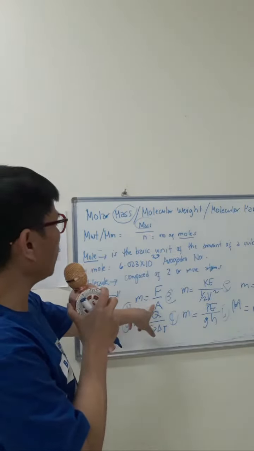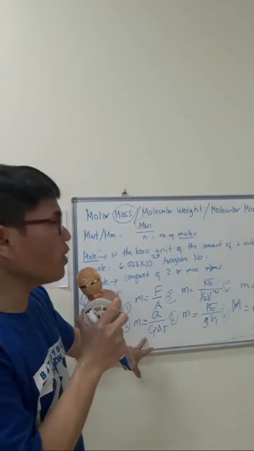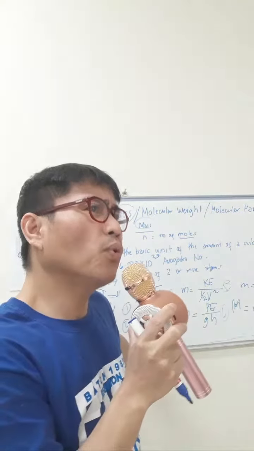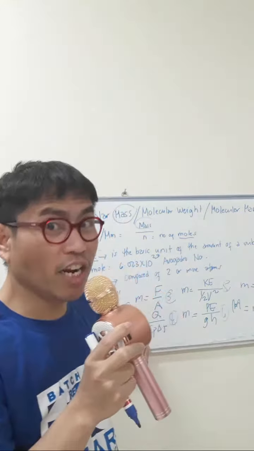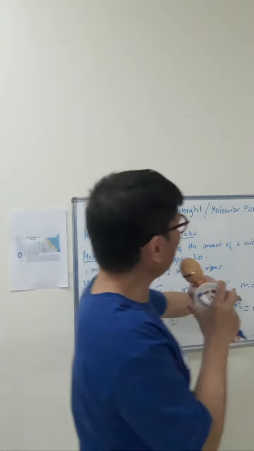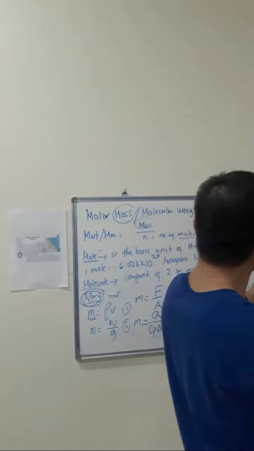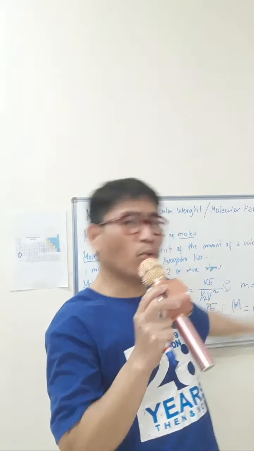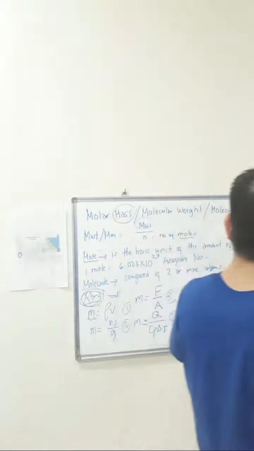Equation number 4, mass is equal to Q over specific heat capacity times the change in temperature. This is heat energy changes through temperature change. Mass is equal to the kinetic energy over 1/2 v squared. Mass is equal to potential energy over acceleration due to gravity times the height. Mass is equal to the energy of an object over the speed of light raised to the power 2, or velocity raised to the power 2, in which the speed of light is 3 times 10 to the 8 meter per second. That's the standard speed of light.